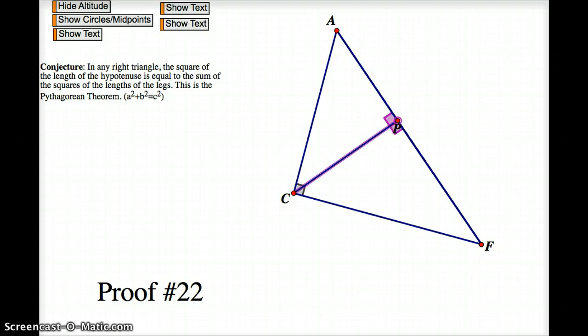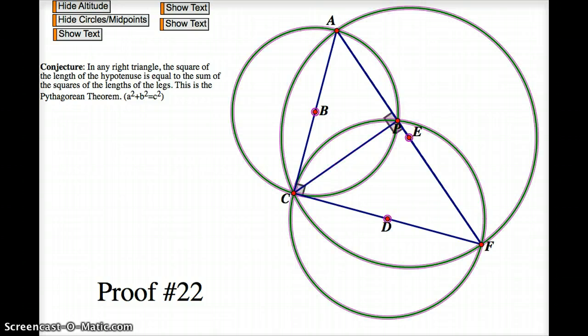We constructed an altitude from point C over to side AF. The foot of this altitude is point P, and notice that angles APC and FPC are right angles. We constructed circles using each side of our right triangle as the diameter of the circle. So we have circles AC and CF and AF.